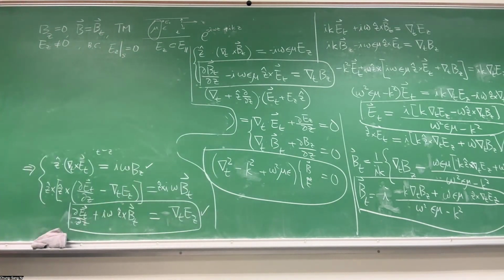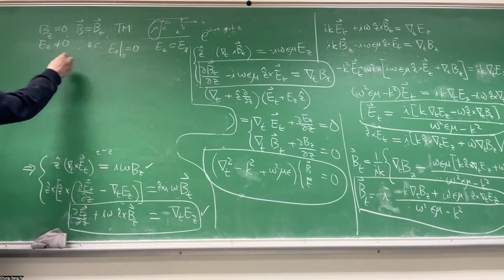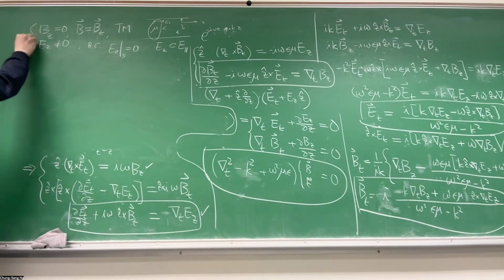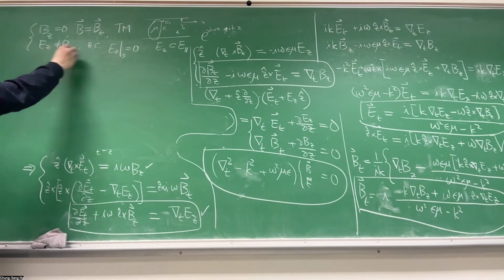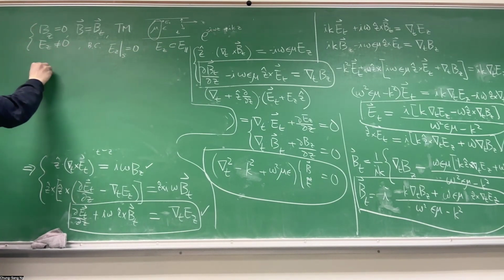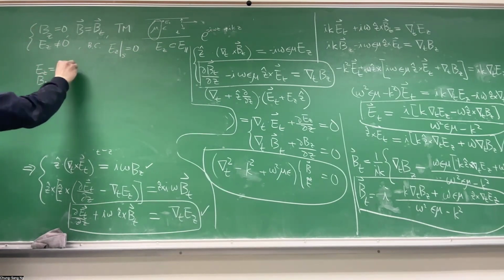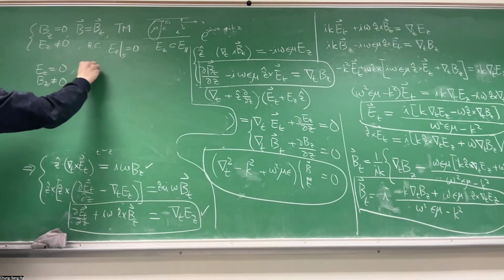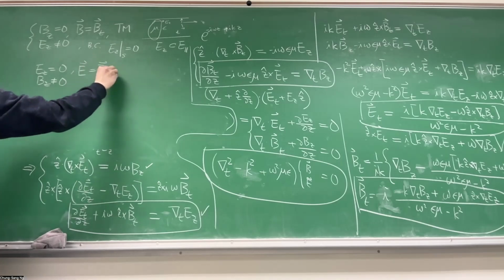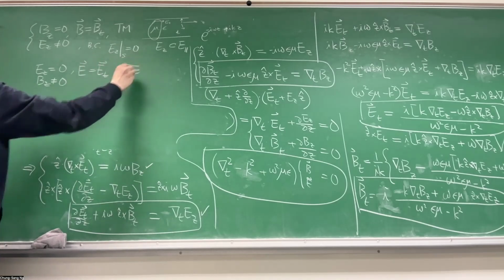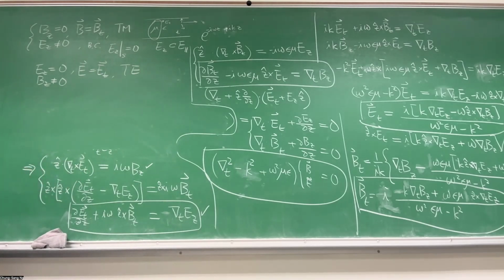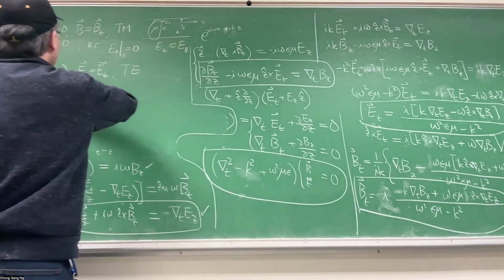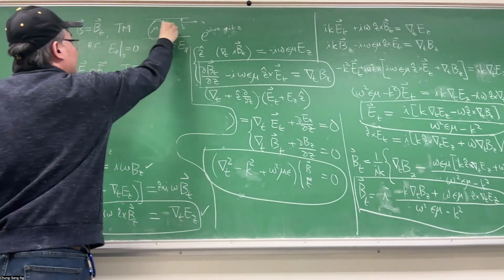Okay, so that's the TM mode. The other way around. For the TE mode, you have E sub c is 0, B sub c is non-zero, so E is totally transverse, so we call that the transverse electric mode. This is a TE mode. So now B sub z is not zero, so now you have a B sub z along the z direction.